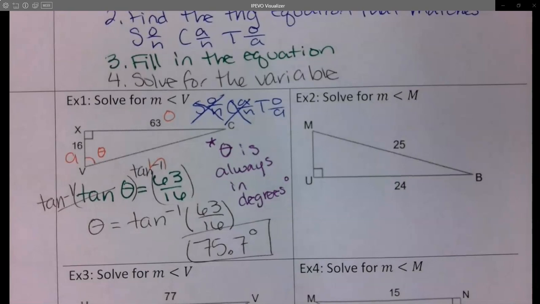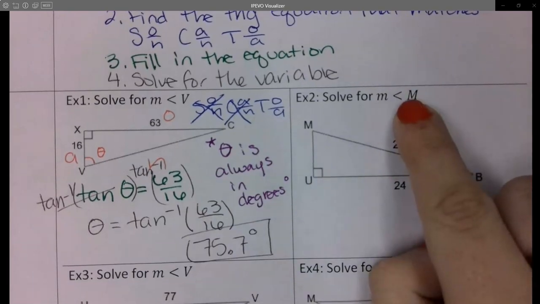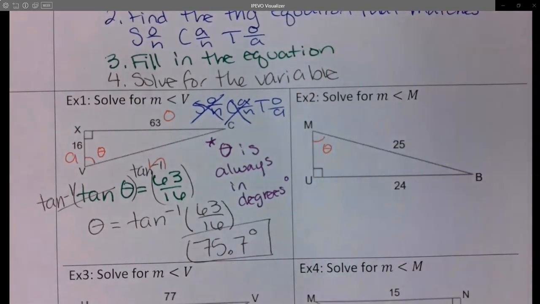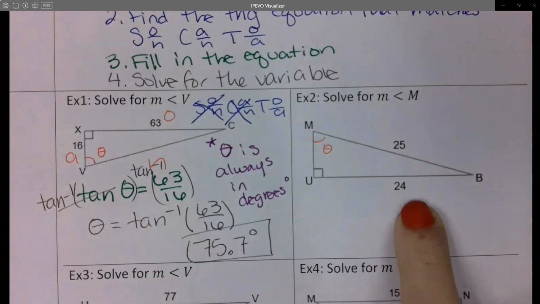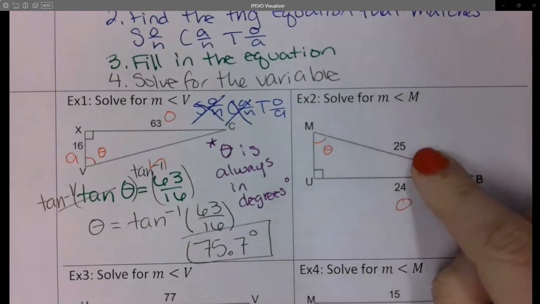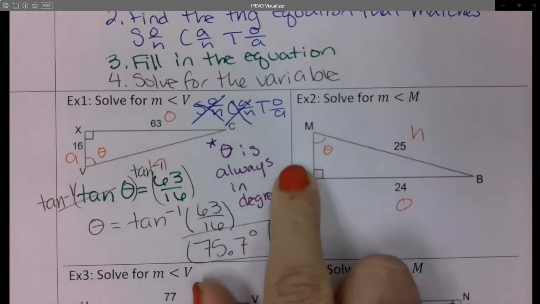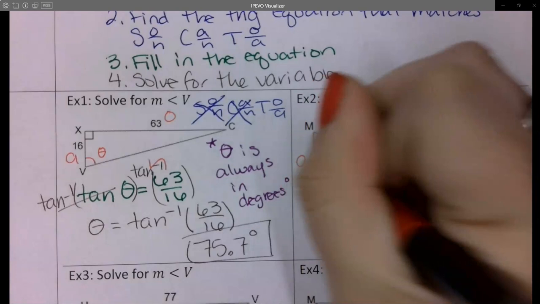Okay, so then I want to do the same thing for number 2. I want to go ahead and label it. It wants me to care about angle M. So this is the angle. So 24, is that H or A? 25, is that H or A? And the MU? A.